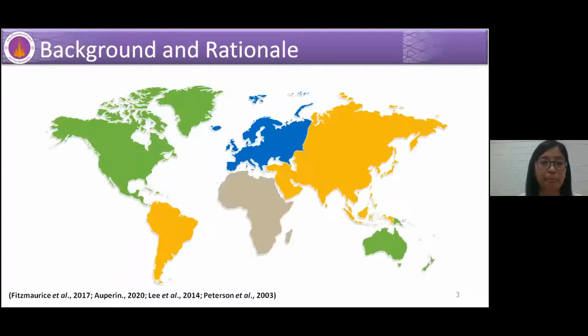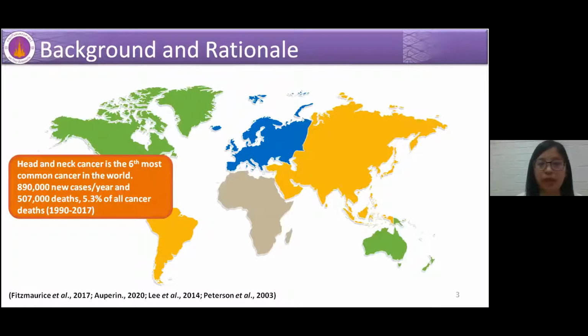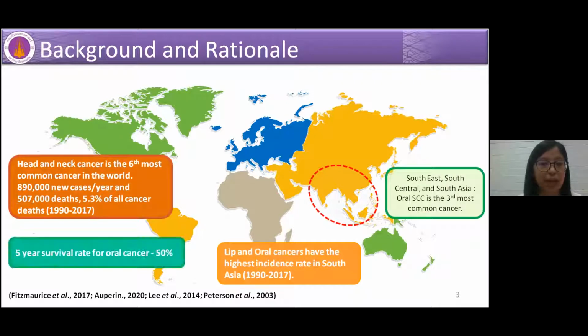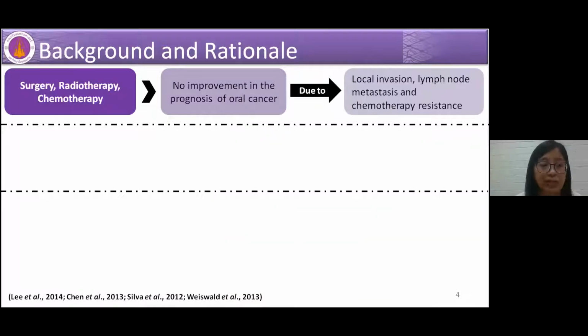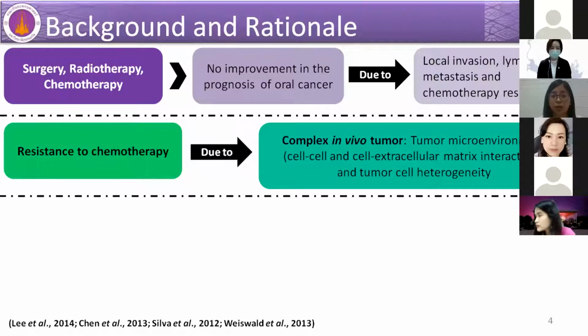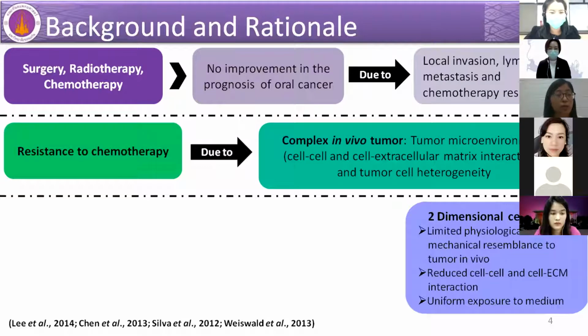This is my outline. Head and neck cancer is the sixth most common cancer in the world. According to an epidemiology report, there has been an increasing incidence rate of oral and lip cancer in South and Southeast Asia, and the 5-year survival rate is only 50%. Despite the different treatment modalities, there is no improvement in its prognosis because of several factors, including chemotherapy resistance, and the resistance is due to the complex tumor microenvironment and tumor cell heterogeneity, which is not represented well by 2D cell culture, as it has reduced cell-to-cell and cell-to-ECM interaction.